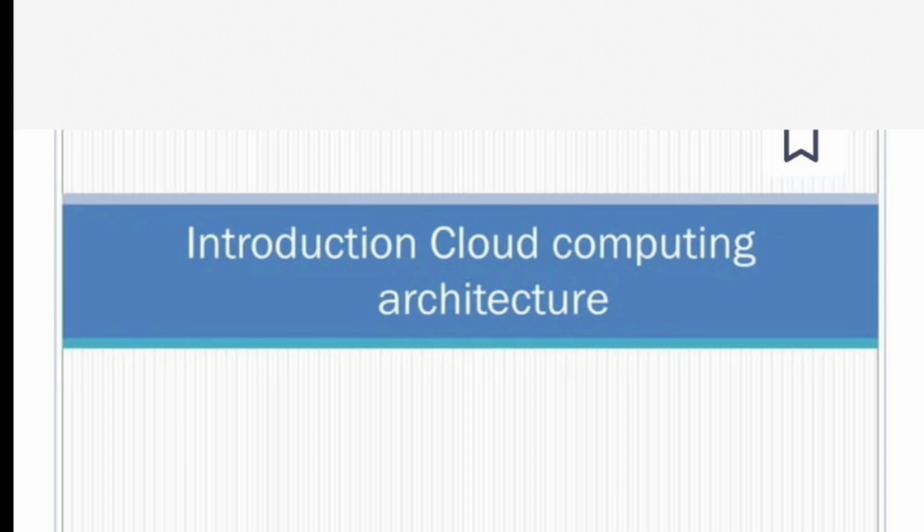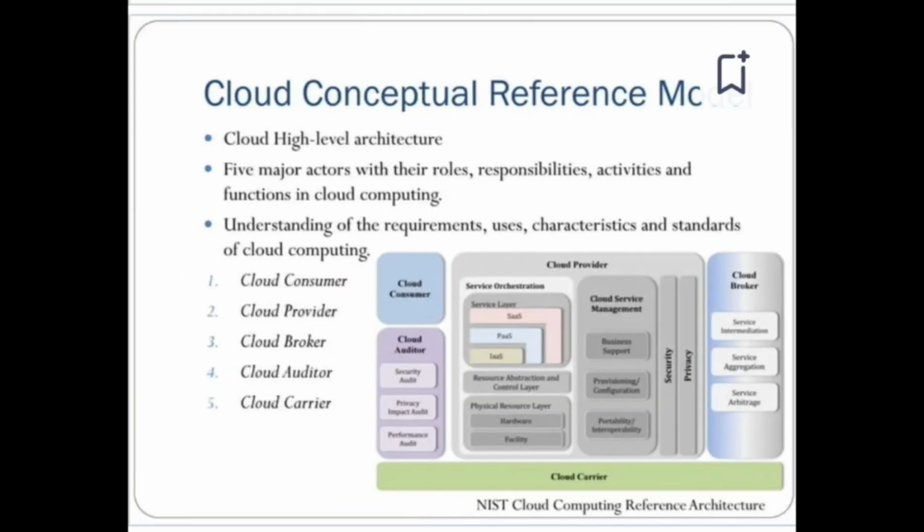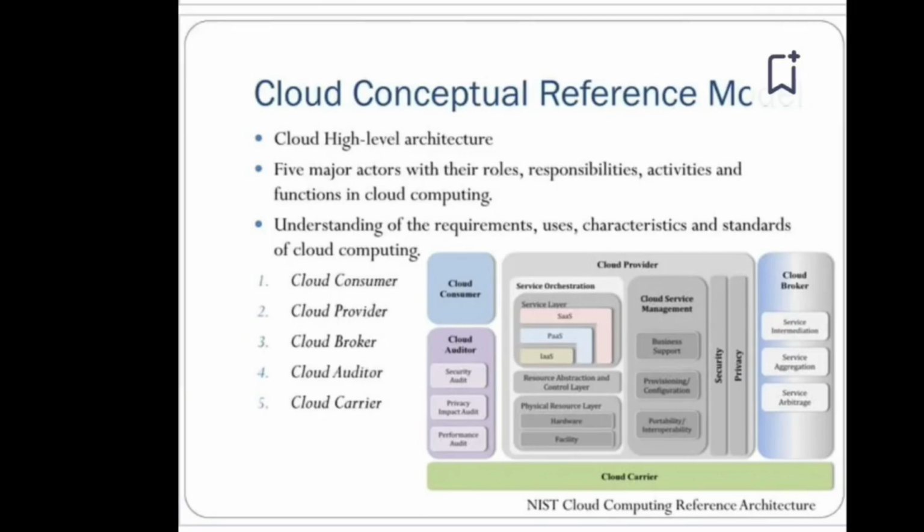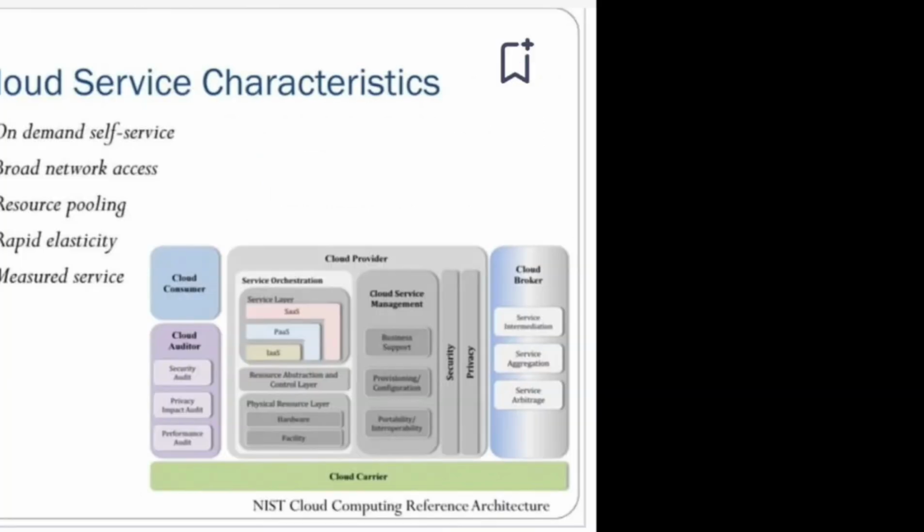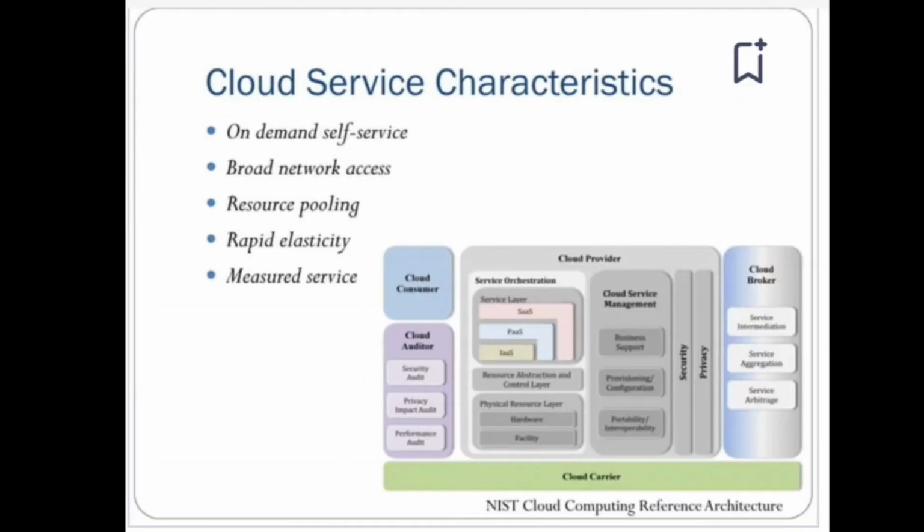Introduction to cloud computing architecture. Cloud computation reference model. Cloud high level architecture. There are 5 major actors with their roles, responsibilities, activities and functions in cloud computing. Understanding of the requirements, uses, characteristics and standards of cloud computing. Cloud consumer, cloud provider, cloud broker, cloud auditor, cloud carrier. Cloud service characteristics: on demand self-service, broad network access, resource pooling, rapid elasticity, measured service.